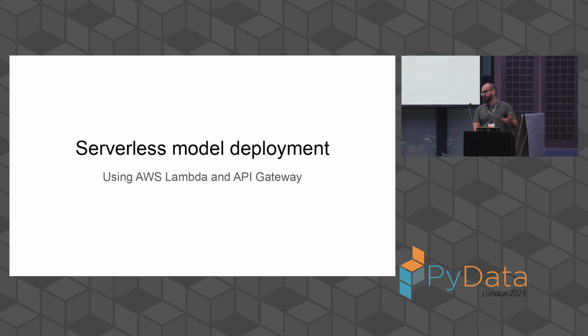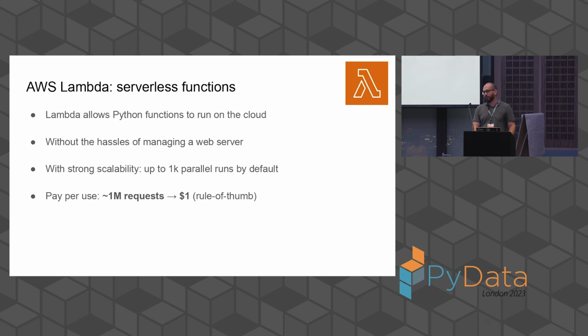It's a way to run Python functions on the cloud. Serverless is misleading. Of course, there is a server somewhere, but that's not going to be managed by you, so you don't have the hassle of creating, managing, and maintaining a Python web server. It has some strong scalability. You can have up to 1,000 concurrent runs by default. That's for all your Lambda functions, not just one. And you can increase that, of course.